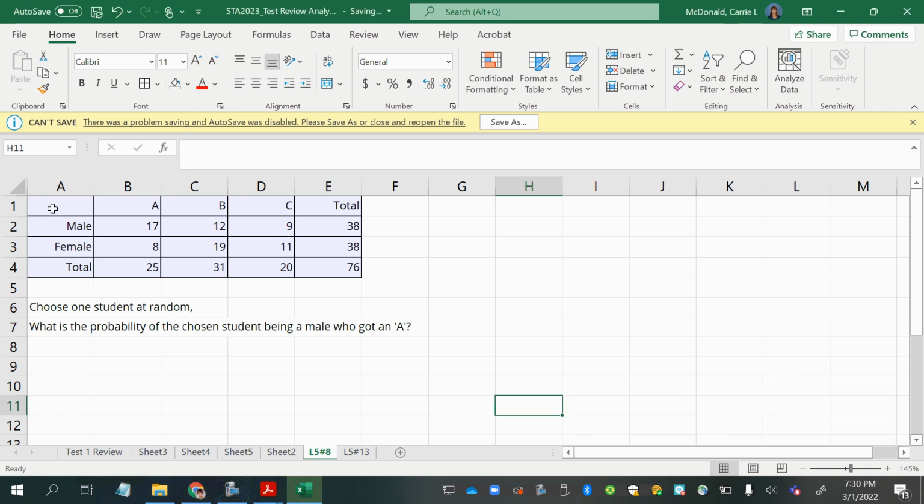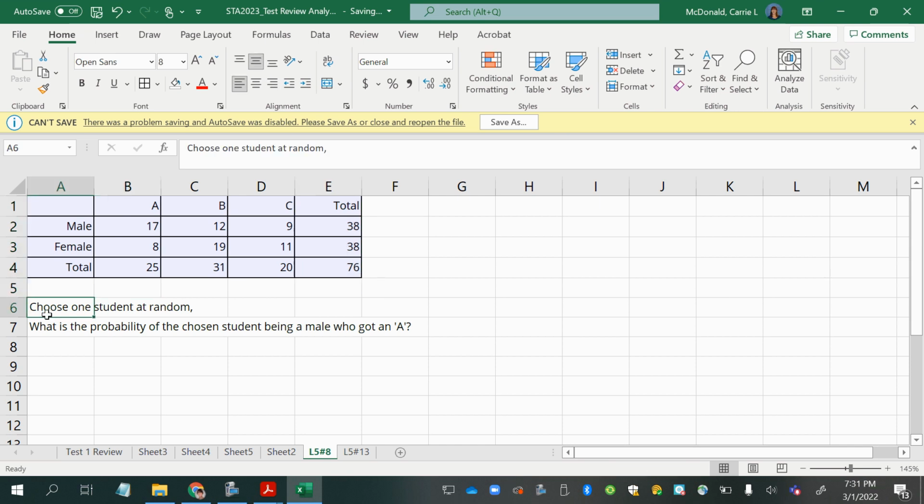In this question, we have a table where a sample has been organized. We have males in one row and females in the second row. Then we have columns that represent the letter grades. And we have a totals row and a totals column.